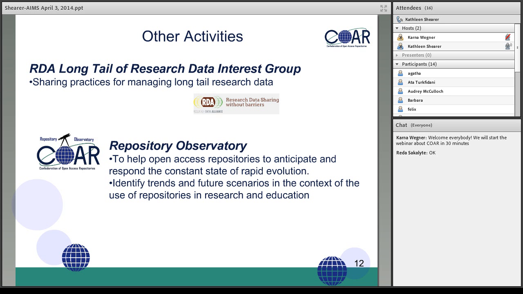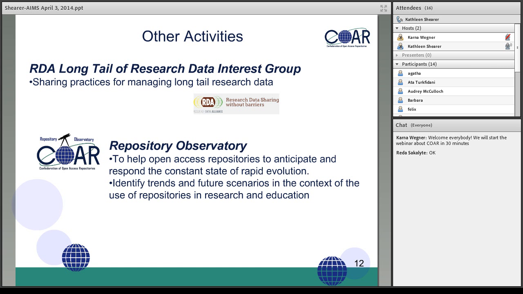We also have the Repository Observatory, and this is managed by Alicia Lopez Mendez, who was the previous executive director of COAR. What this does is monitor trends for repositories, trying to provide updates on anything interesting or that might be on the radar for the repository community. So that's a summary of our more practical activities.